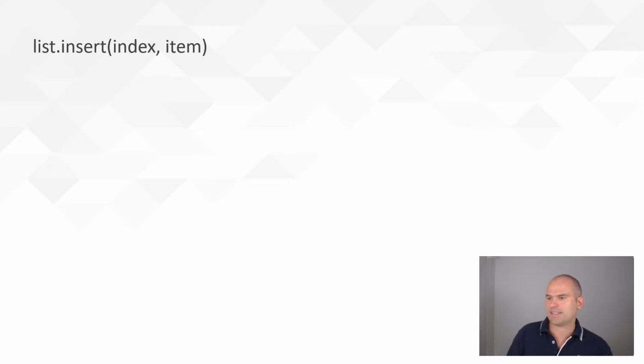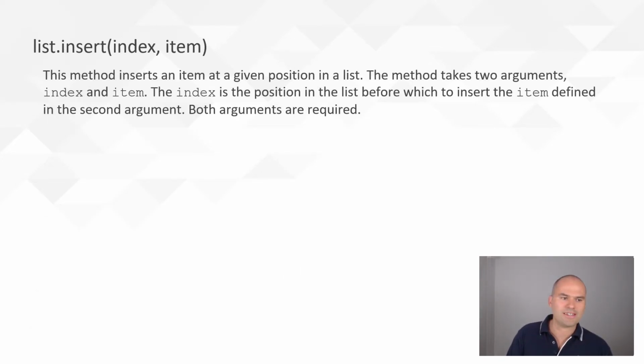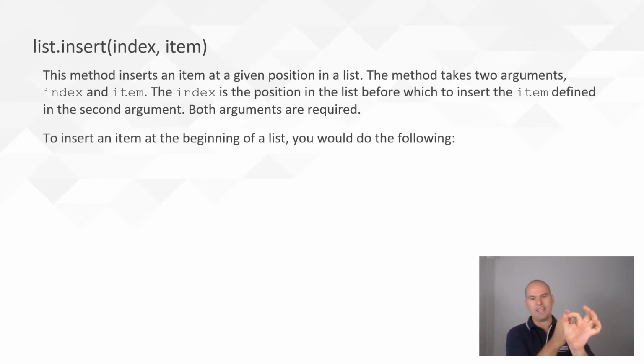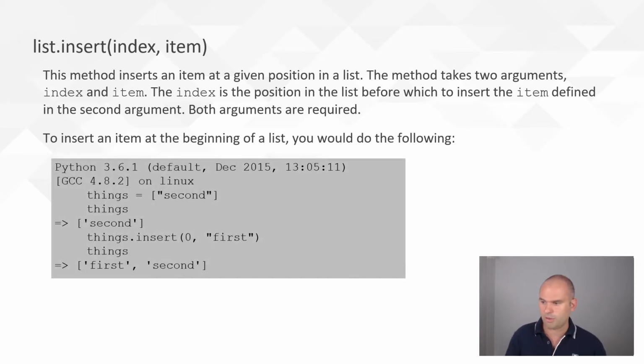So next, list.insert. What happens here is you specify your index, where in the list you want to insert something, and then you specify the item you want to insert. So imagine you have this list that just says second. If you insert something at position 0, it's going to go ahead of that. Whereas if you appended it, it's going to go typically at the end.